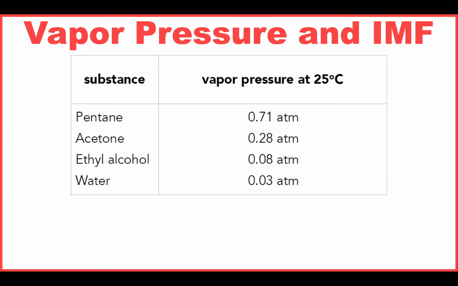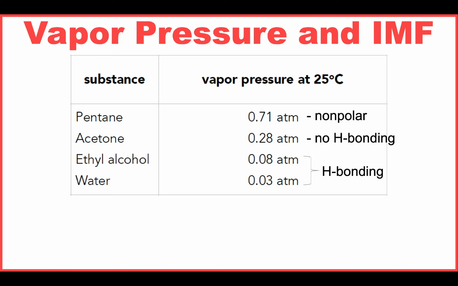Okay, so consider the vapor pressures of the following substances. Ethyl alcohol and water have very low vapor pressures. Both liquids have the strong dipole-dipole interaction called hydrogen bonding. Acetone here is polar but does not have H bonding, so its vapor pressure is of intermediate value. Now, pentane is a nonpolar substance and its vapor pressure is high compared to those of water and ethyl alcohol. Okay, so I hope you can see the pattern.